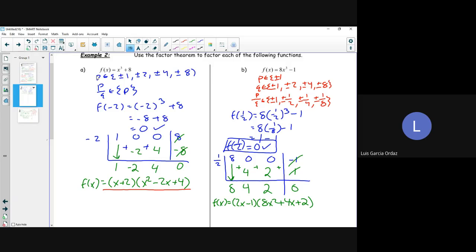What can we factor out from the second trinomial? So we're going to factor out a 2. And that would be your final answer.